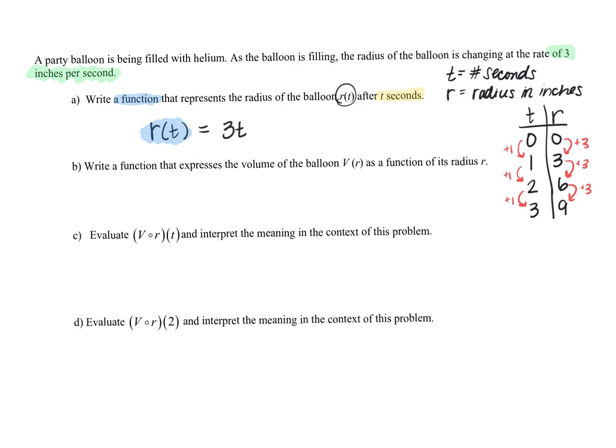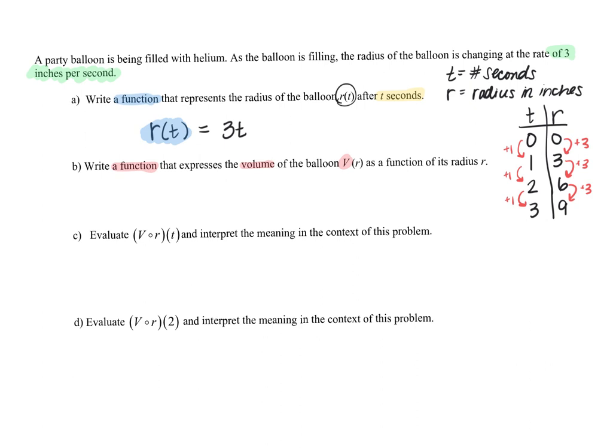Part B wants us to write a function. Again, pay attention, the word function, that expresses the volume this time, and the volume will be v as a function of the radius r. Now, I don't expect that you remember the volume formulas from geometry. You might have to Google that. High school geometry may have been a really long time ago.